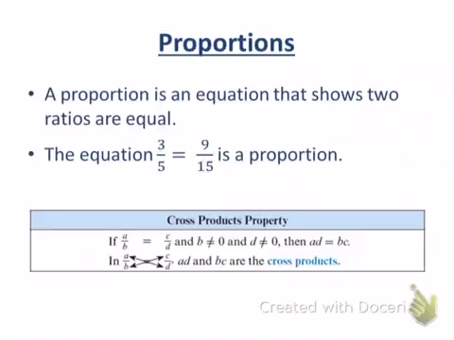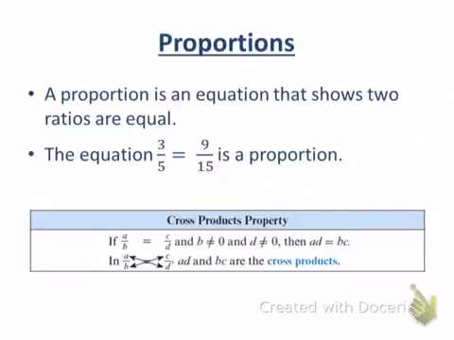A proportion, and this is review. A proportion is an equation that shows two ratios are equal. This equation, 3 over 5 equals 9 over 15, is a proportion. All right, how do we know it's a proportion? It's two ratios. What are ratios? Ratios is just a fancy way of saying it's a fraction, right? Two fractions are equal to each other. So 3/5 equals 9/15 is a proportion.